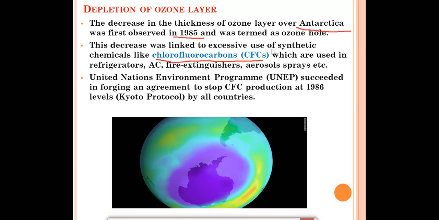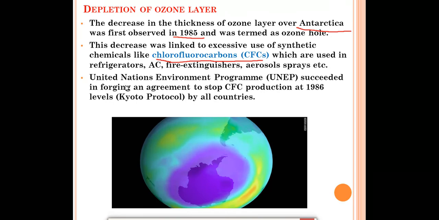This decrease was linked to the excessive use of synthetic chemicals like chlorofluorocarbon, which are used in refrigerators, ACs, fire extinguishers, aerosol sprays, etc. What was the cause of the ozone hole? It was the excessive use of synthetic chemicals like chlorofluorocarbon. Because of this, the ozone layer is getting depleted nowadays. So it is recommended that refrigerators and ACs should be made free from chlorofluorocarbon, so that our ozone layer is not affected.